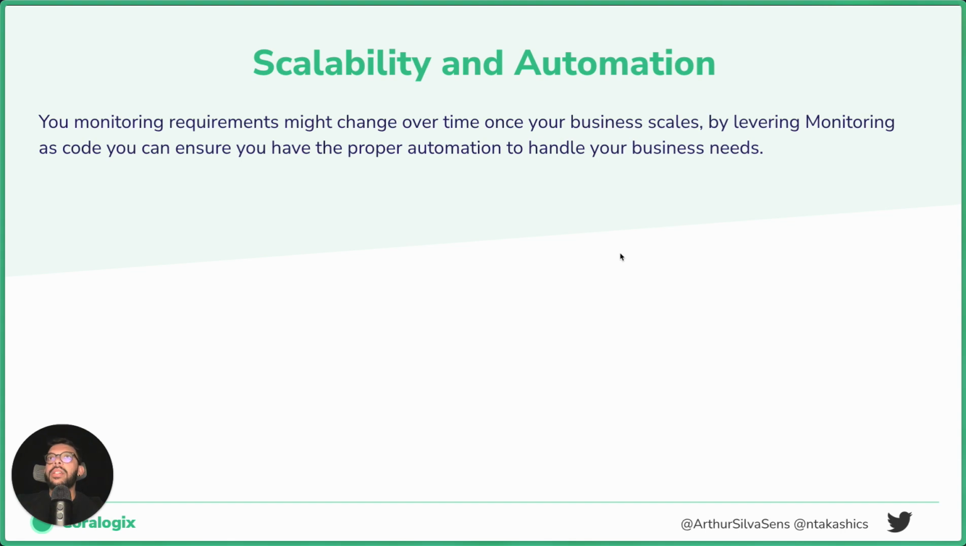The last one is scalability and automation. Well, monitoring requirements might change over time once your business scales and has different requirements at the moment. Tools like Terraform allow you to automate the provisioning and management of these resources, letting you scale your monitoring infrastructure efficiently as your environment grows.